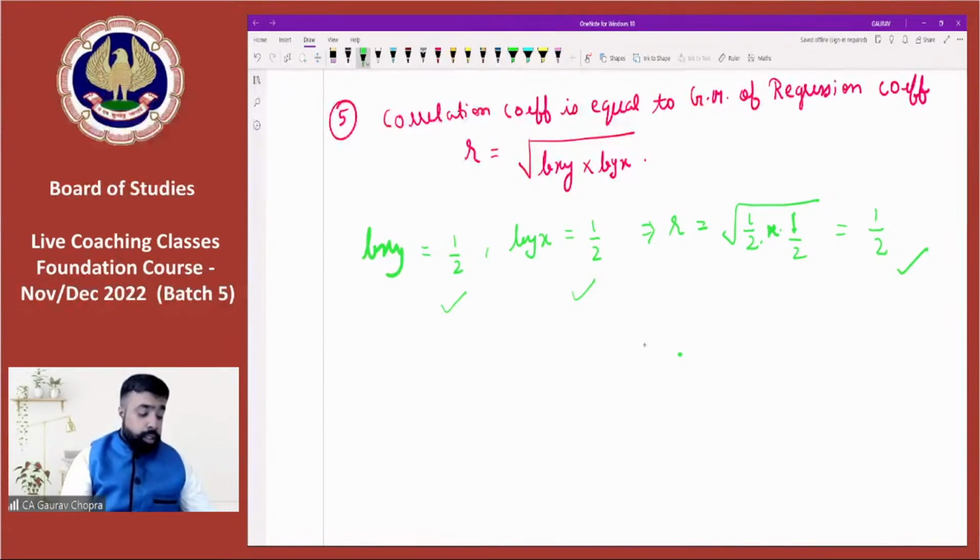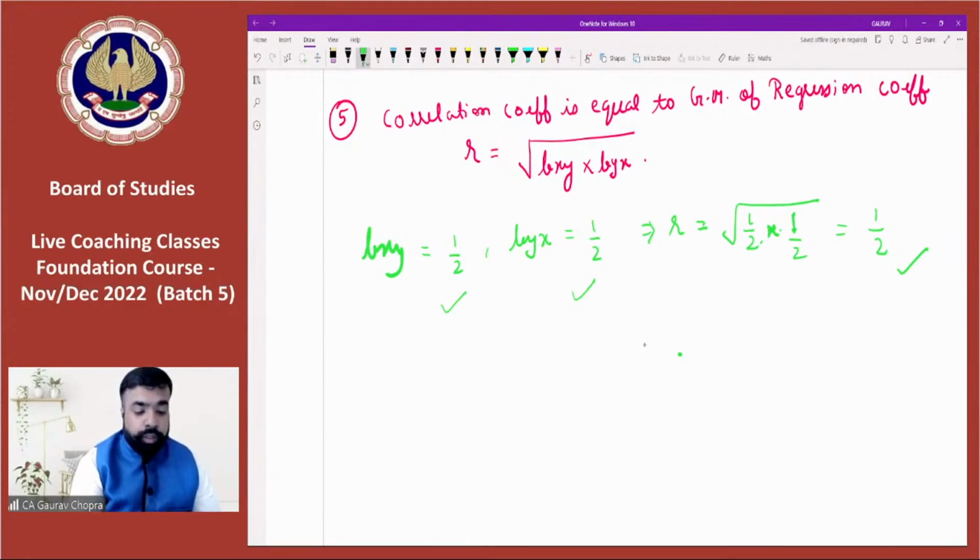Rajesh is asking, what's the difference between bxy and byx? So bxy is the regression coefficient of the equation x on y, whereas byx will be the regression coefficient of y on x. So the formulas for both of them will be different. We will write the formula in a few moments.